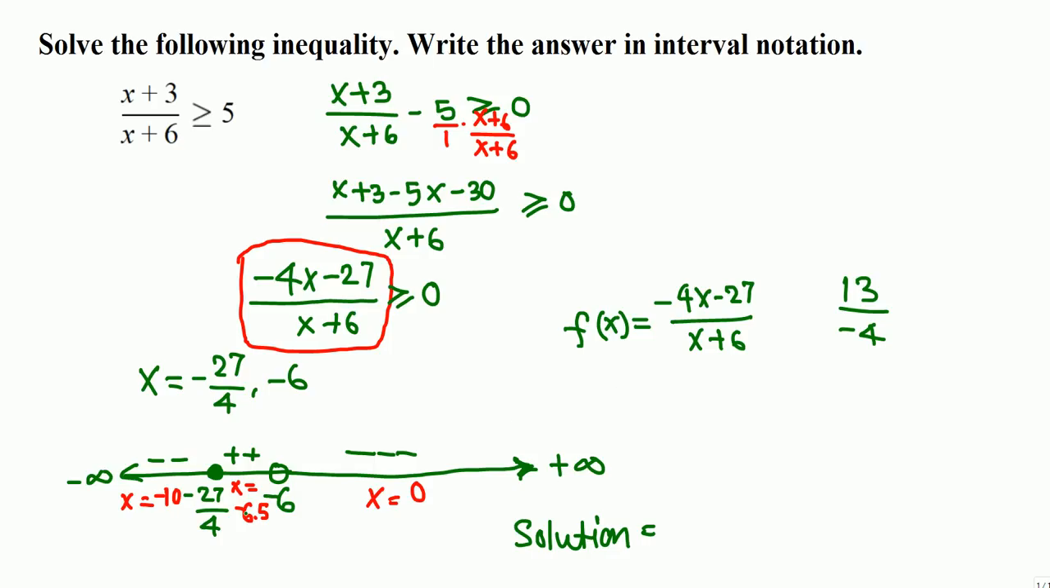negative 27 over 4, comma, negative 6, and circle means parenthesis, dot means bracket. All this is final. That means if we pick any number in between here, including negative 27 over 4 but excluding negative 6, and go back to the question and plug in that x value, it will always be bigger than or equal to 5.